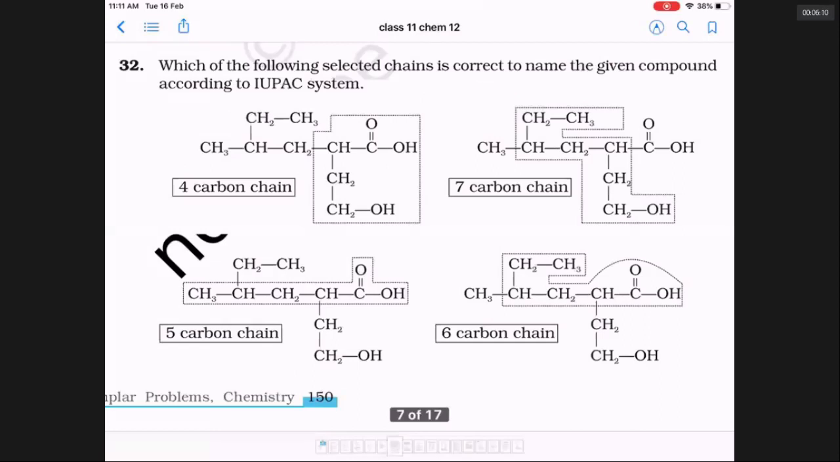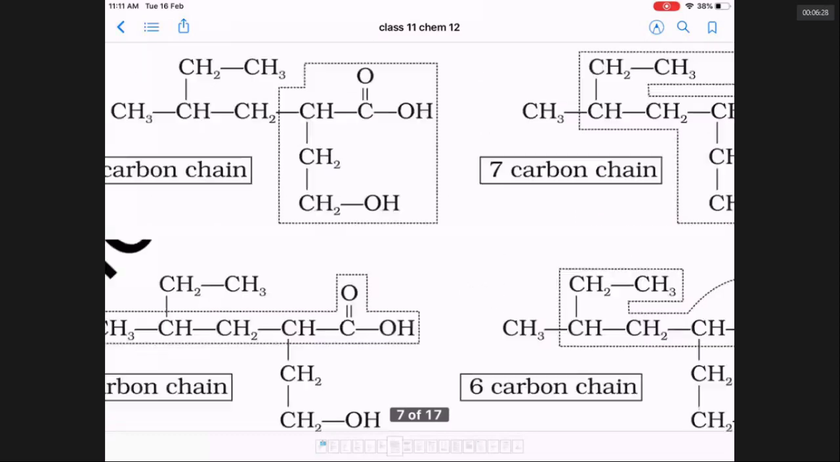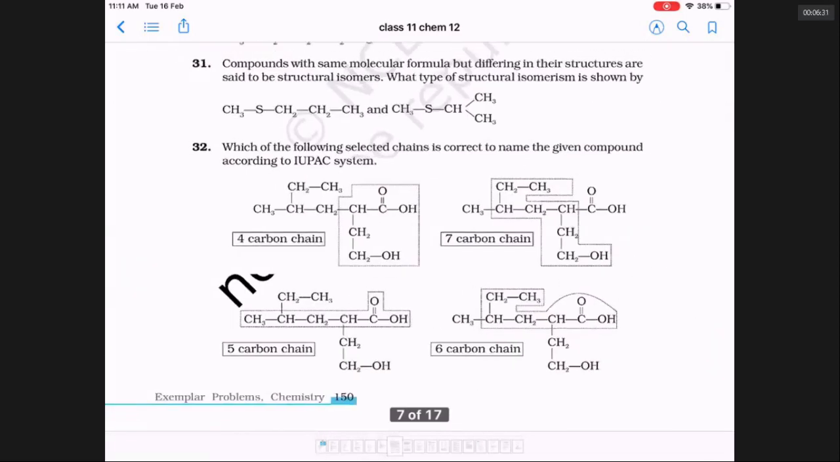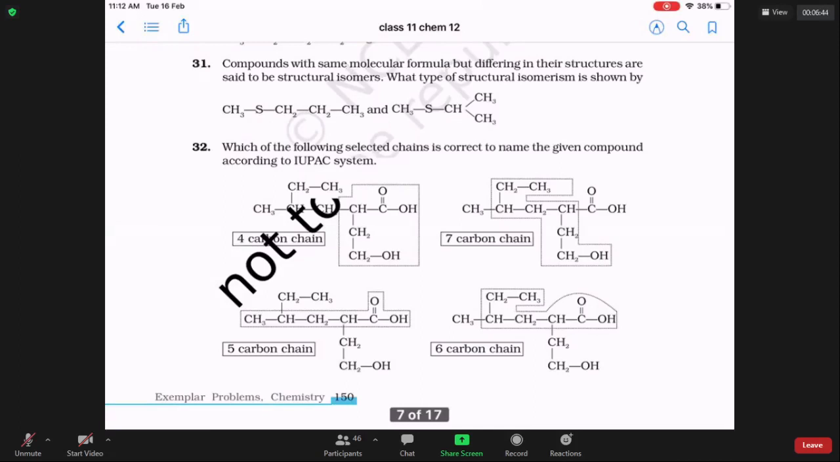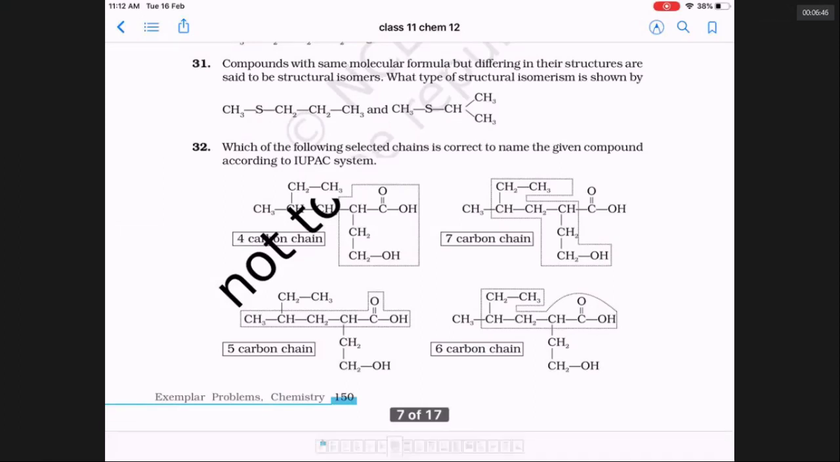So you should definitely name it as 2-methylbutyl 4-hydroxybutanoic acid. You should know that the longest chain rule is important as long as it has only 1 functional group. If you have more than 1 functional group, you should ignore the longest chain rule. You should see to it that your main chain includes as many functional groups as possible.